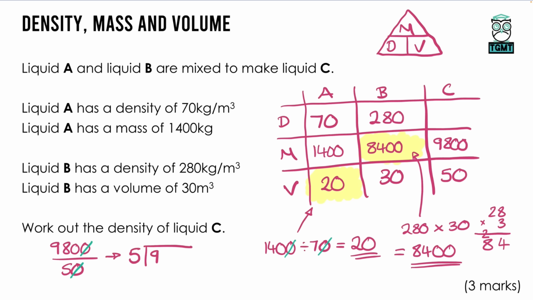So 5 into 980. 5 goes into 9 once, remainder 4. It goes into 45 9 times, which would leave a remainder of 3. And then it goes into 30 6 times. So that leaves us with 196. That is our density. If we look at the units in the question, that's in kilograms per metre cubed. And there we go, that'll be our final answer, 196 kilograms per metre cubed.